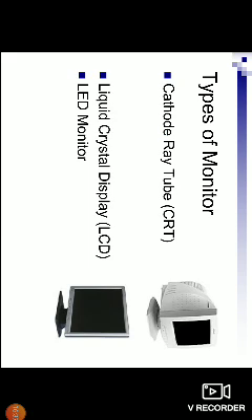So types of monitors, let's see. The first one is the cathode ray tube, CRT monitor. This one is very old, and after that they invented a new one, the liquid crystal display, LCD. After that, the LED monitor. These are the three types of monitors.